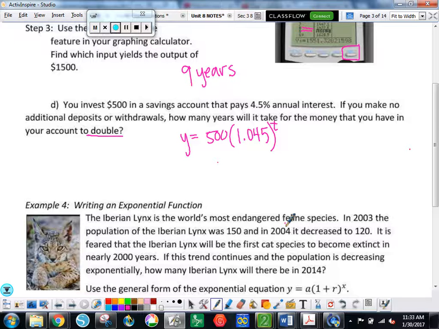Then you go to the table, and you're looking for what value? You want your amount to be 1,000. You want it to double. Years to double, make no additional payments. It's going to take you 16 years to double the money.